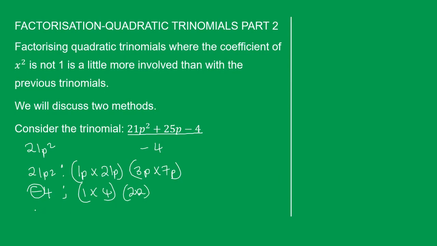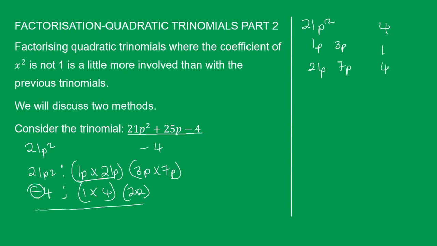And then what do you do after that? You can write these ones in columns like this. Let's have 21p squared, and then let's have 4. I said we're going to ignore the sign for now. Alright, we can have 1p and 21p, and then you have 3p and 7p. We're done with the factors of 21p squared. And then for 4, we have 1, 4.